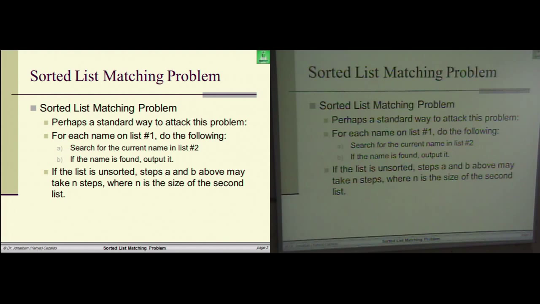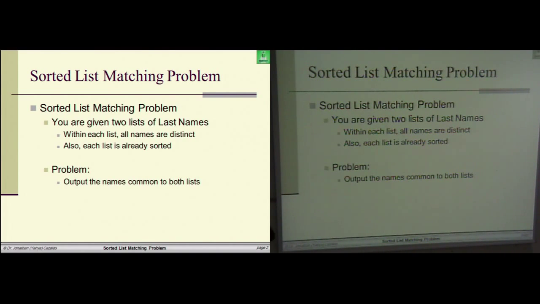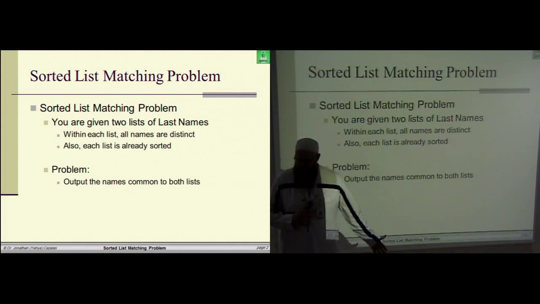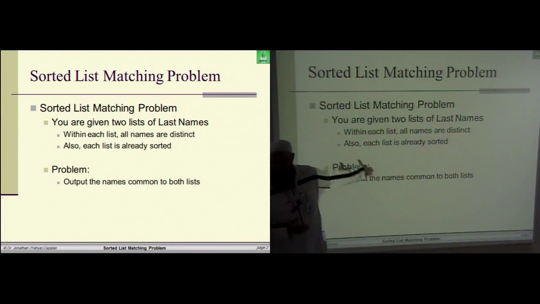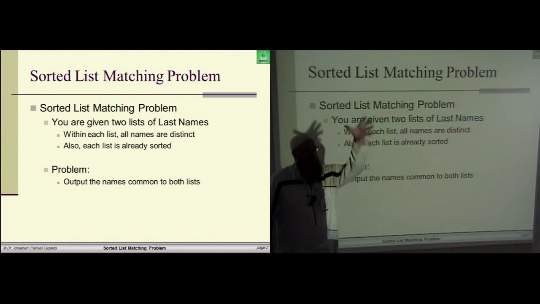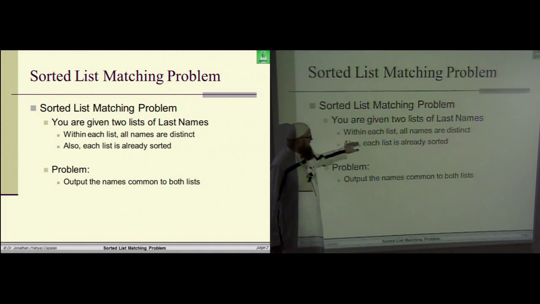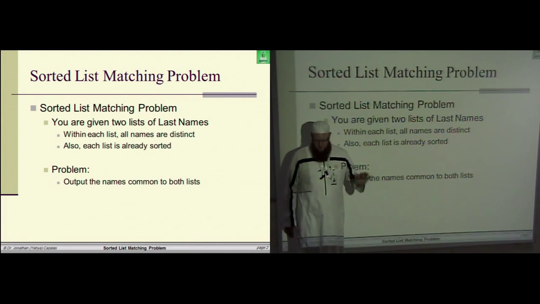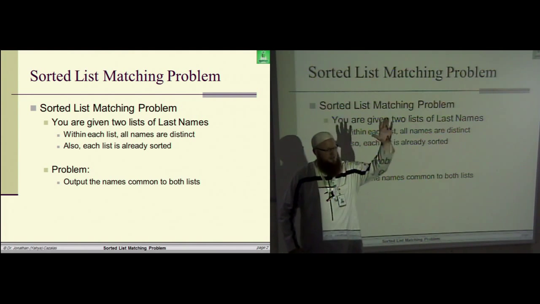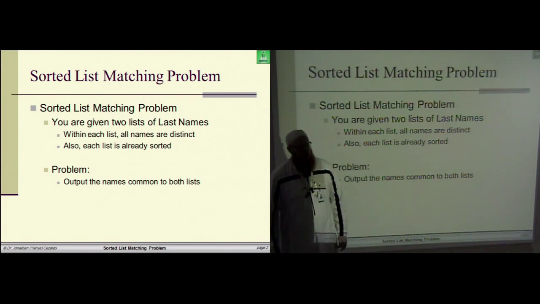This is the problem. It's called the sorted list matching problem. We have two lists, list number 1 and list number 2, and it's a list of names. First name, last name, not important. Here we say last name. Each list is already sorted, alphabetically sorted. Within each list, all names are distinct.